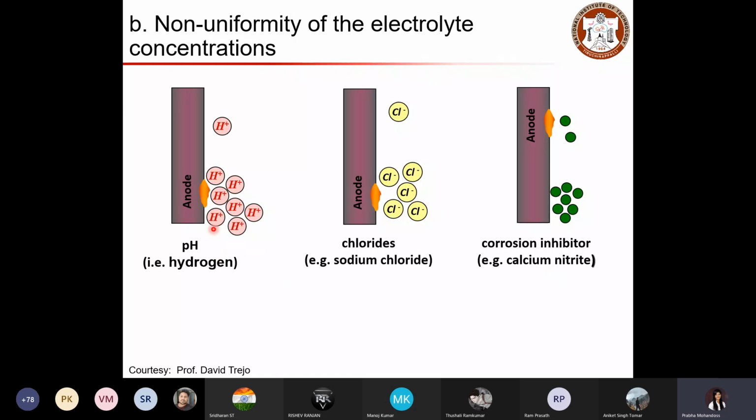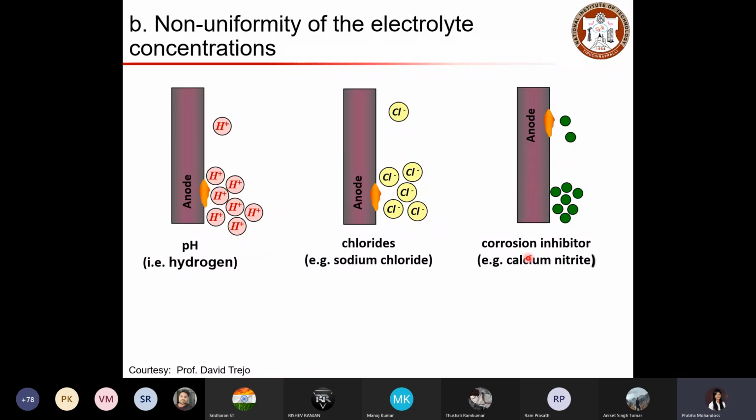So when you have more hydrogen ions in this region and fewer in this region, this will lead to the formation of a potential difference. So here you have more energy, so this will start acting as the anode, right? Similarly, when you have chloride ions, this will start acting as the anode.